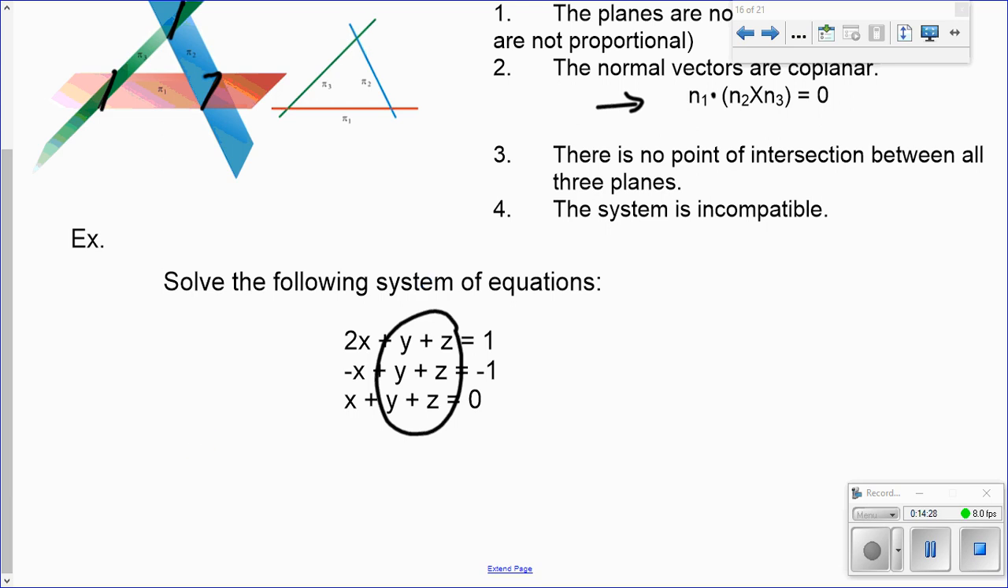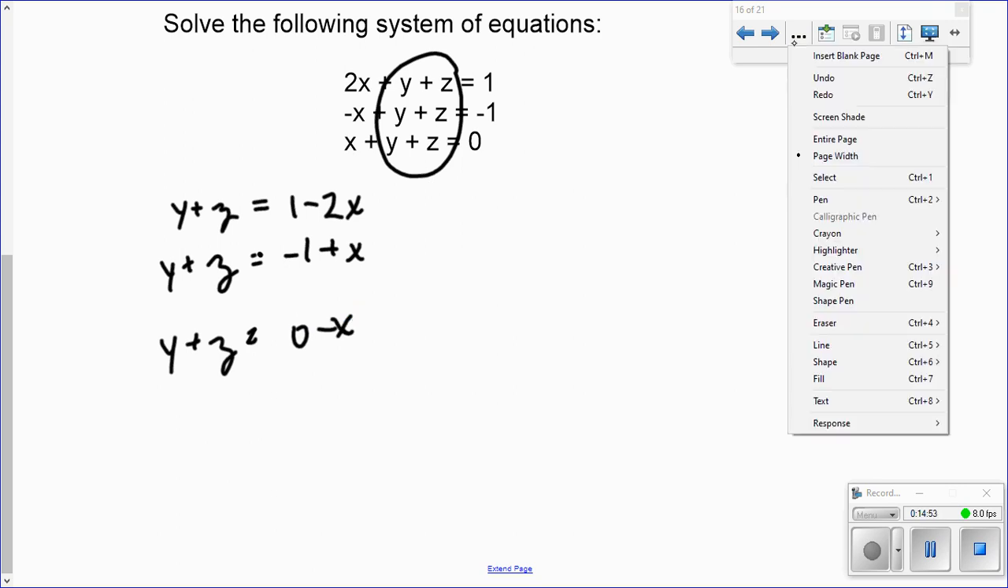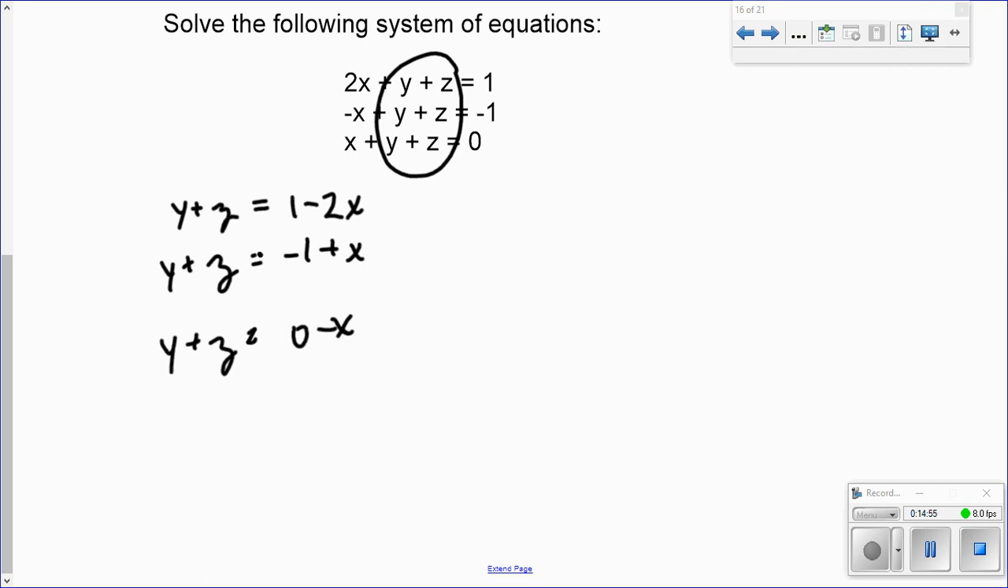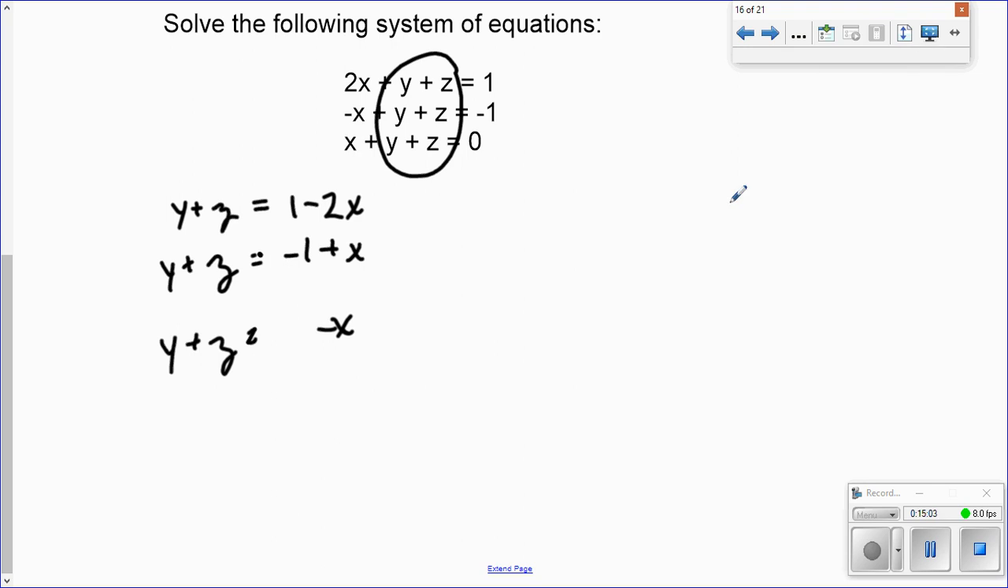Okay, so if I solve the first equation, and then solve the second equation, let's bring negative x over here, so I have -1 plus x, and then the third equation would be y plus z. Let's move the x over here. I don't have to write 0, I can just write -x. Okay, look at what we've got. We've got y plus z.